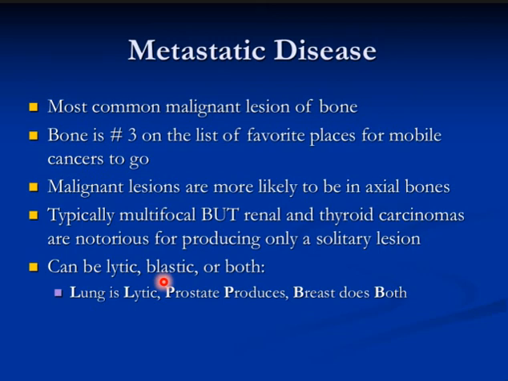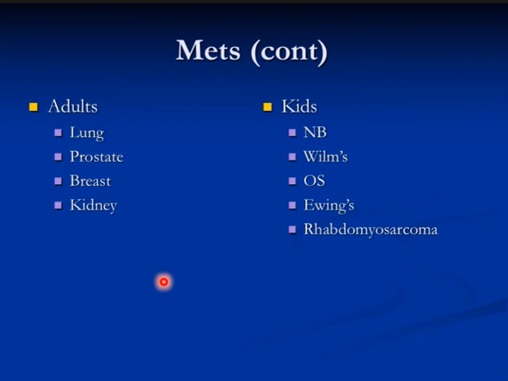The metastases that commonly spread to bone include lung, prostate, breast, and kidney in adults. Of course everything can go everywhere, but these are the most common. In kids, the most common primary tumors to go to the bones are neuroblastoma, Wilms' tumor, osteosarcoma, Ewing's, and rhabdomyosarcoma.